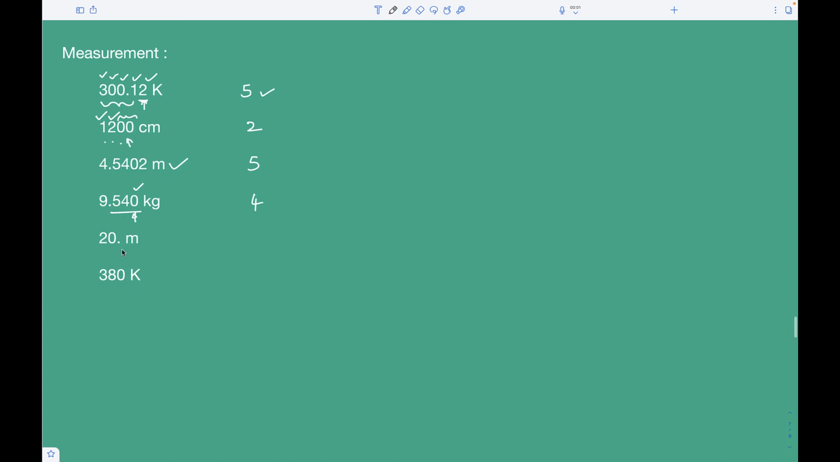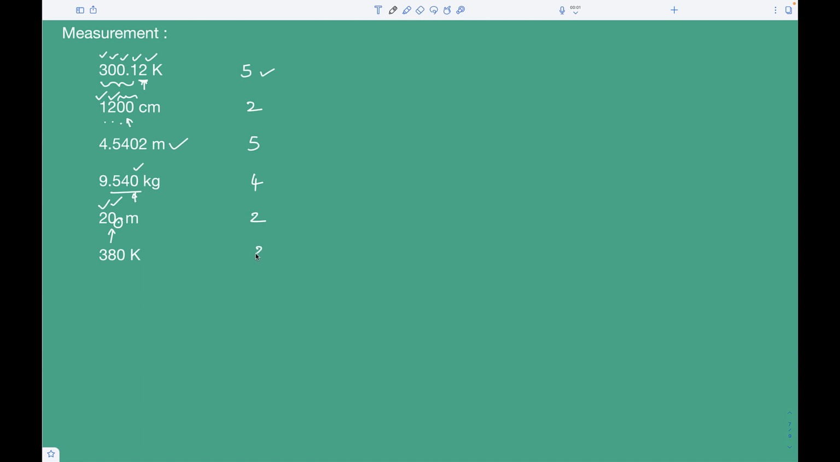Now, in the next measurement, by placing this decimal point at the end of this number, whoever recorded this measurement is telling us that this trailing 0 is significant. That is, this 0 came out of the measurement process. And this 2 is anyway a significant figure. So there are 2 significant figures in this measurement. And again, in this measurement, there are only 2 significant figures.